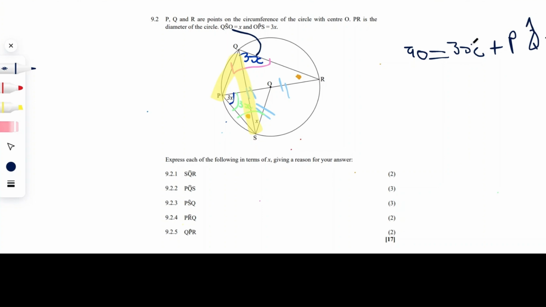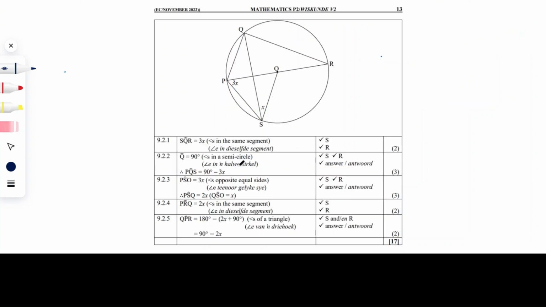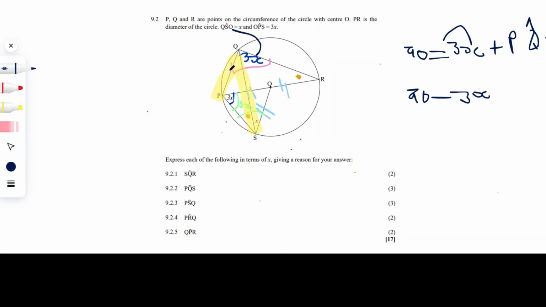You're going to take the 3x over onto the other side, leaving you with 90 degrees minus 3x, and that's going to be your answer for question 9.2.2, guys. And please make sure that you annotate it onto your diagram. You first have to state that this entire angle Q equals 90 degrees because of angles in a semicircle, and then you're going to use that exact same method where you formulated an equation, meaning that PQS is going to equal 90 degrees minus 3x. Okay, so go back and annotate that onto your diagram. You're going to write it out as 90 minus 3x.